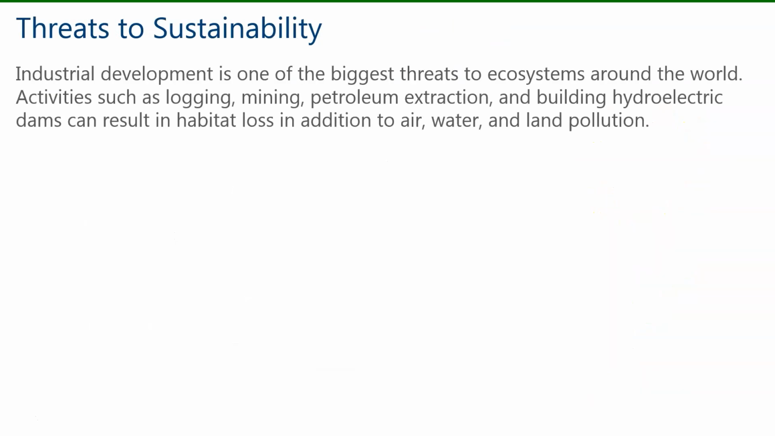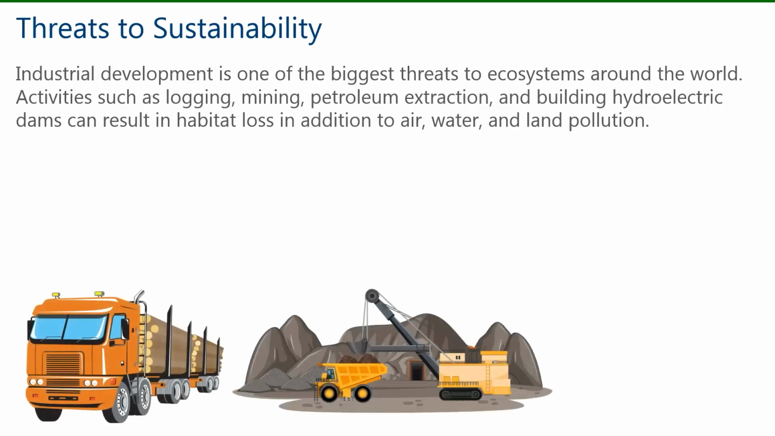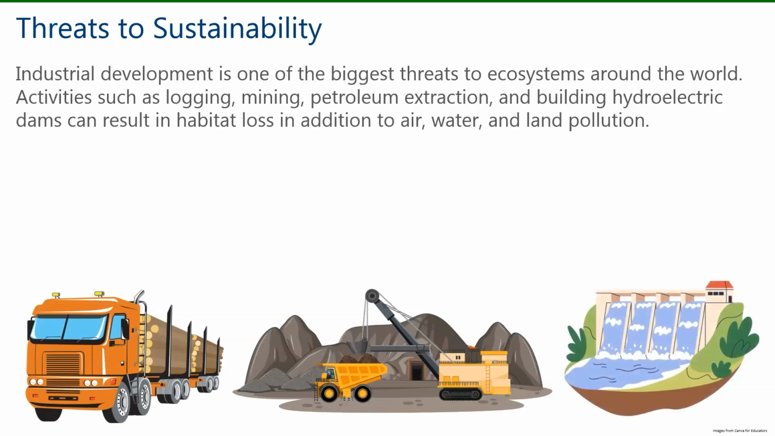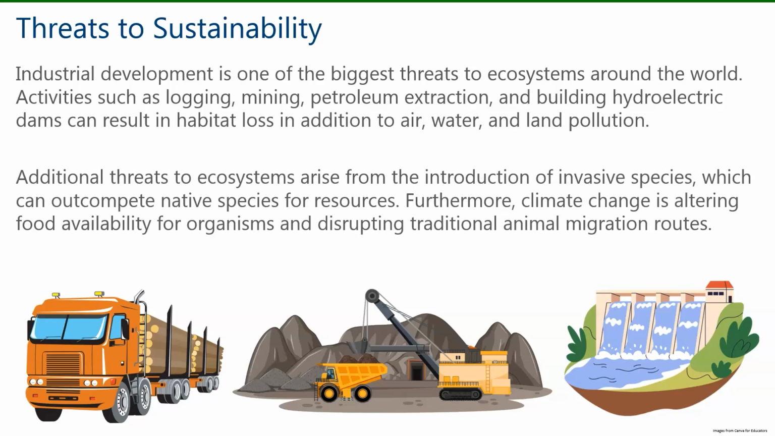Industrial development is one of the biggest threats to ecosystems around the world. Activities such as logging, mining, petroleum extraction, and building hydroelectric dams can result in habitat loss, in addition to air, water, and land pollution. Additional threats to ecosystems arise from the introduction of invasive species, which can outcompete native species for resources. Furthermore, climate change is altering food availability for organisms and disrupting traditional animal migration routes.